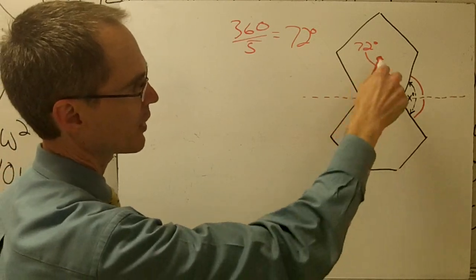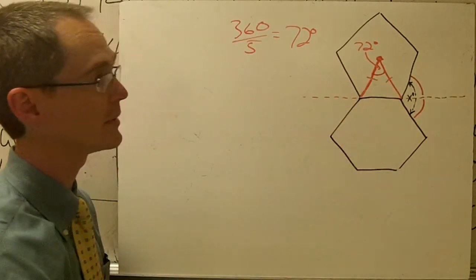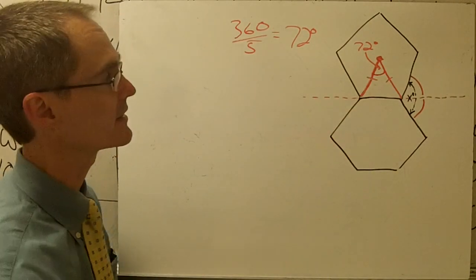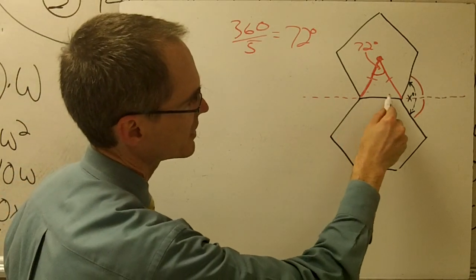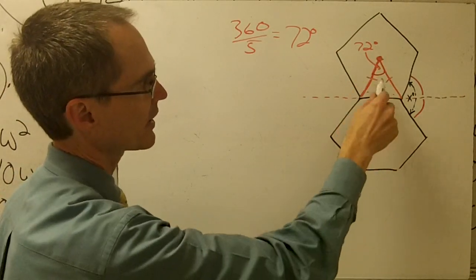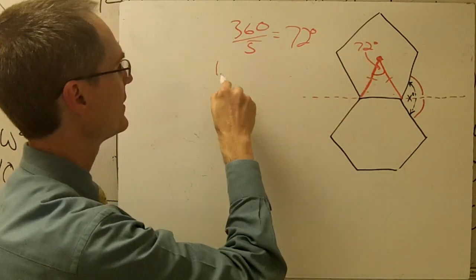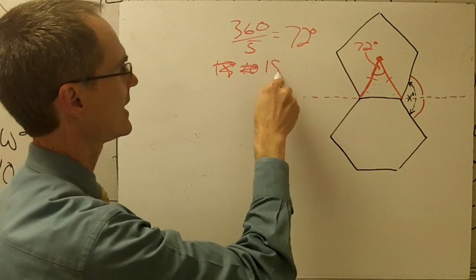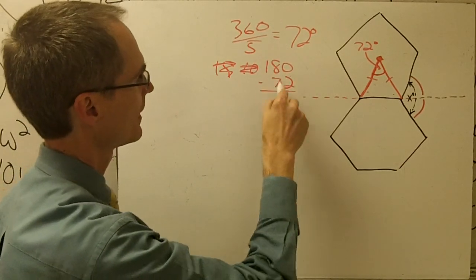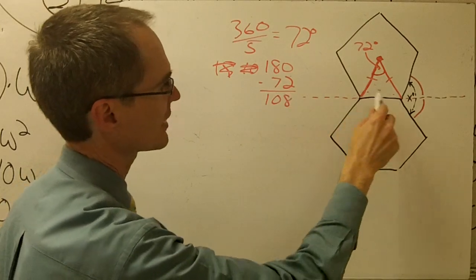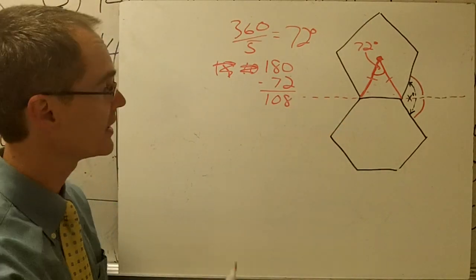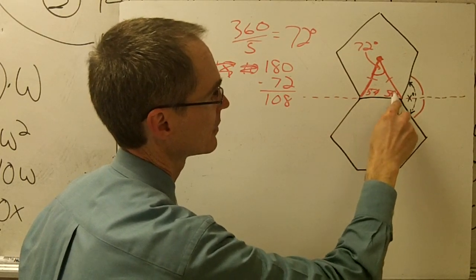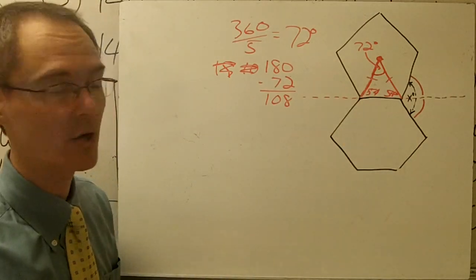Well, this triangle formed right here I know is an isosceles triangle because both of these radii are congruent, because again it's a regular polygon, which means that these two angles here must be congruent. So if I've got a triangle and I know this one angle is 72 degrees, those other two angles together must be 180 minus 72. 180 minus 72 is 108. That means these two angles must add up to 108 degrees, which means each one of them must be 54 degrees, because it's an isosceles triangle and those base angles are congruent.